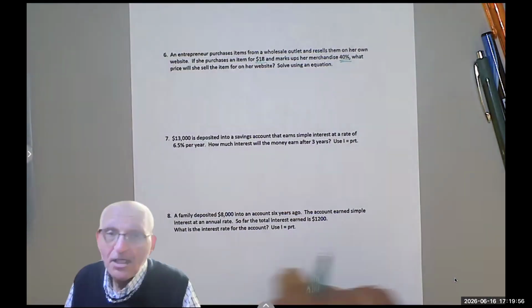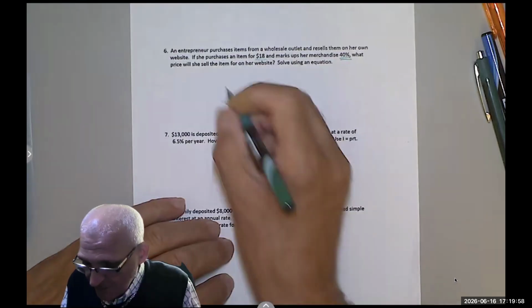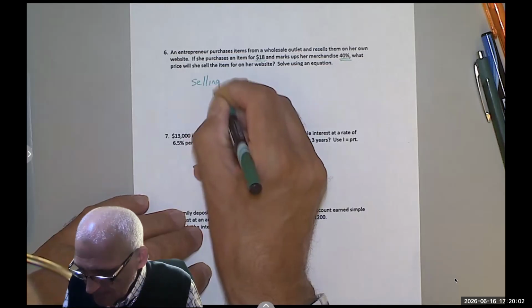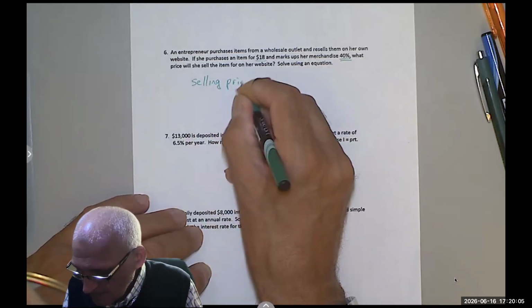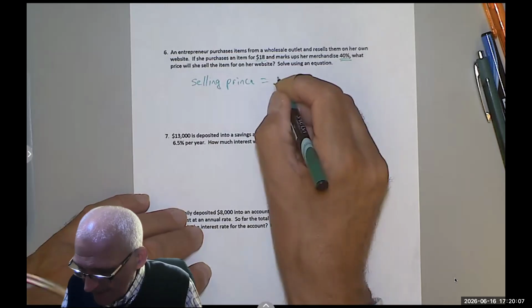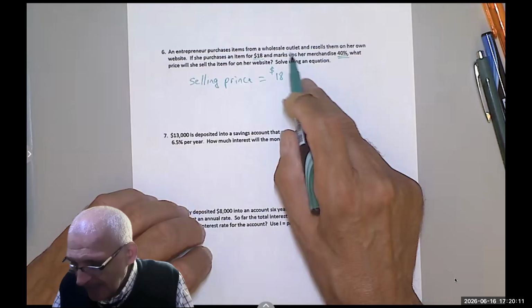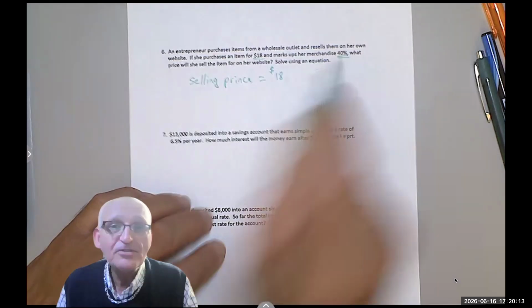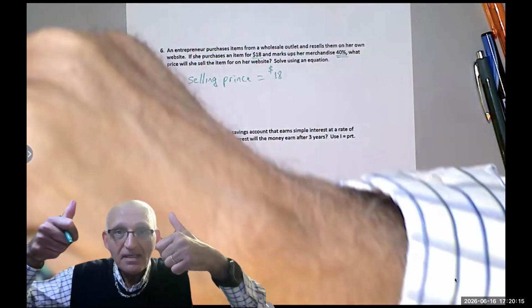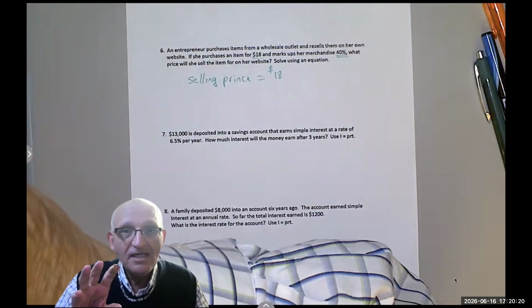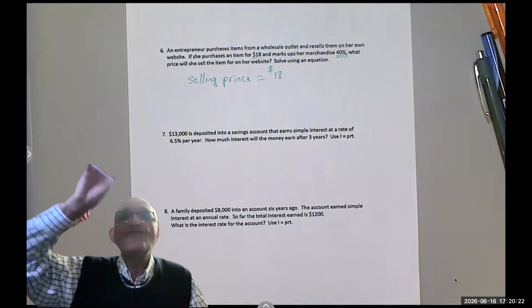Okay. When you buy something for $18, the selling price equals the $18, and then she marks it up 40%. If the original is 100%, it will become 140%.